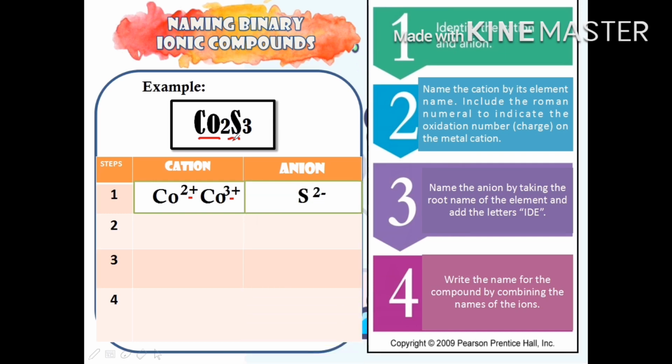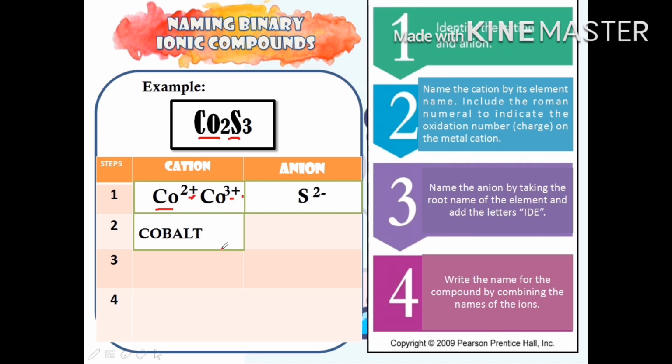And we're done with step 1. Let's move on to step 2. In step 2, we have to name the cation by its element name. Include the Roman numeral to indicate the oxidation number or charge of the metal cation. Now our cation is Co, and Co is a chemical symbol of what element? Right, it's a chemical symbol of the element cobalt. But we don't know yet what the charge of cobalt is. Is it 2 plus or 3 plus?